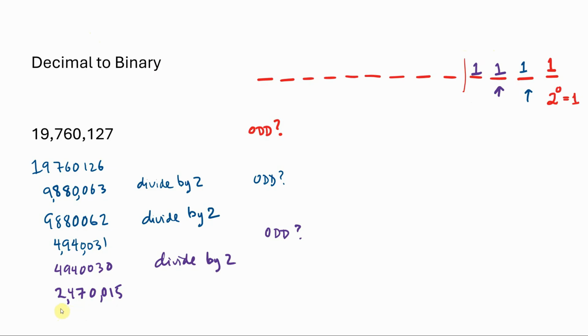So I get 1,235,007, and we'll keep on dividing by 2. So this number here again is odd. We'll repeat the process. Minus 1 divided by 2. I'll move it over here. We get 617,503. That turns out to be odd, so we'll put a 1 there. Minus 1 divided by 2. We get 308,751. That's also odd. Put another 1 here.